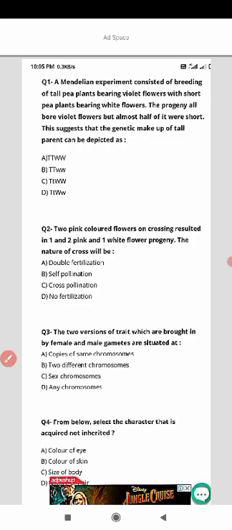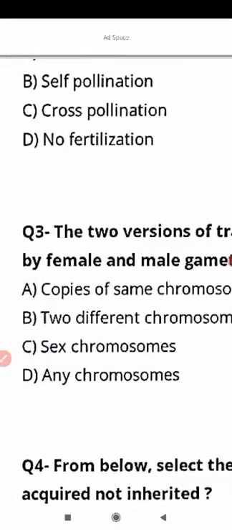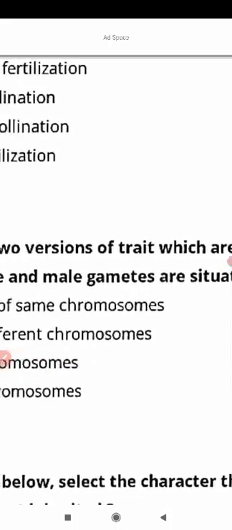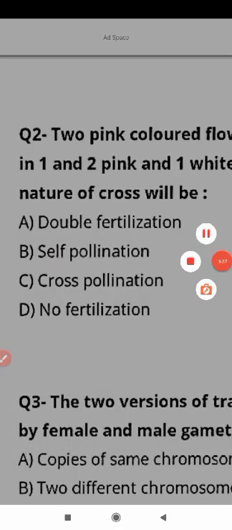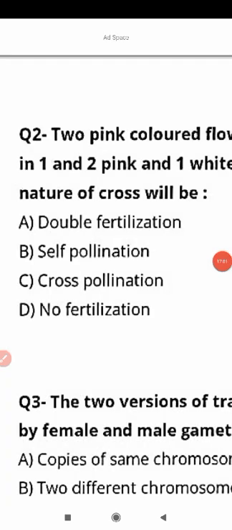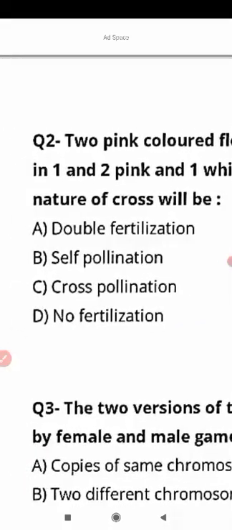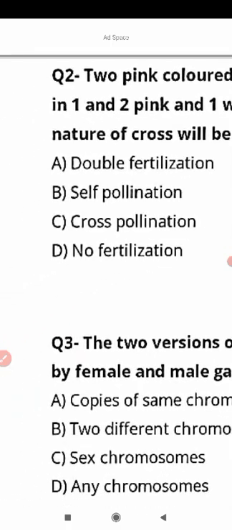And come to next, that is the question number, this. Two versions of trait which are brought in by female and male, that will be the sex chromosomes. Male gametes are situated at sex chromosomes. Okay. And now question number 2, that is two pink color flowers on crossing resulted in one and two pink and one white flower progeny. The nature of the cross will be cross pollination. Okay, not self pollination, not double fertilization, cross pollination takes place.